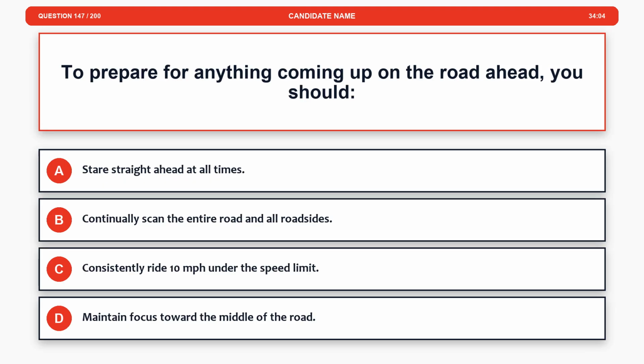Question 147. To prepare for anything coming up on the road ahead, you should: Option A, steer straight ahead at all times. Option B, continually scan the entire road and all roadsides. Option C, consistently ride 10 miles per hour under the speed limit. Option D, maintain focus toward the middle of the road.